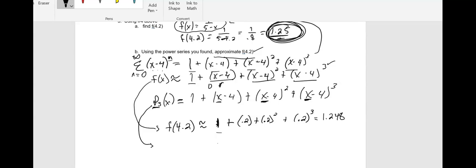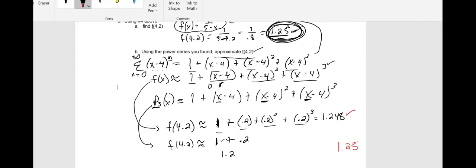Also understand, the more terms that we use, the more accurately it's going to give us our value. So if we would have used this first one, 1 is pretty close to 1.25. But if we added this 0.2, now we would have been at 1.2. So now we're even closer. Let me write it down here. Here's the real value, 1.25. This was our approximation using the third degree.